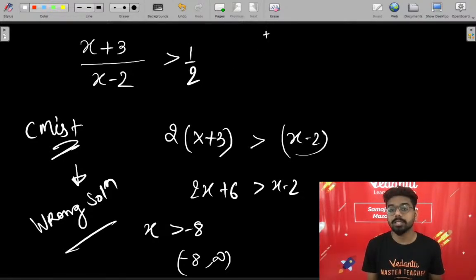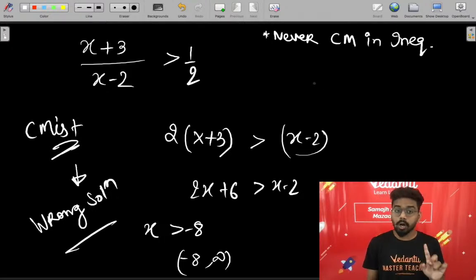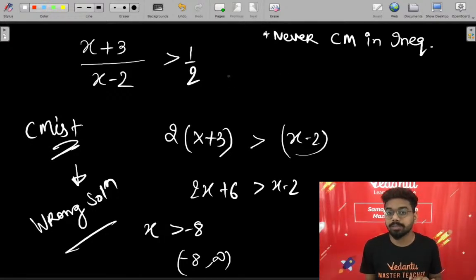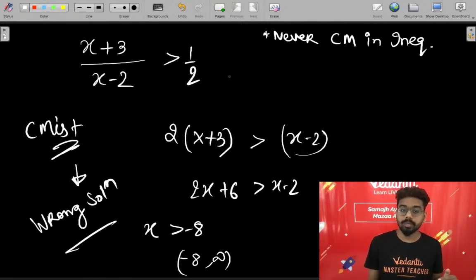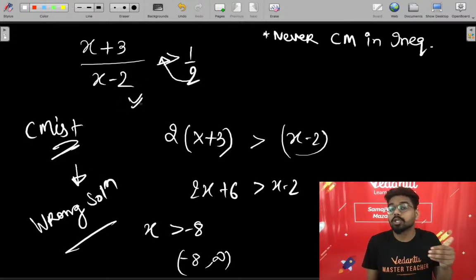Write down over here, never cross multiply. So you will write down all your learnings. Never cross multiply in inequality. What is the reason? When you cross multiply a positive number, there is no issue. When you cross multiply 2, there is no issue. The issue is with this x minus 2, because we have no idea whether it's positive or negative.